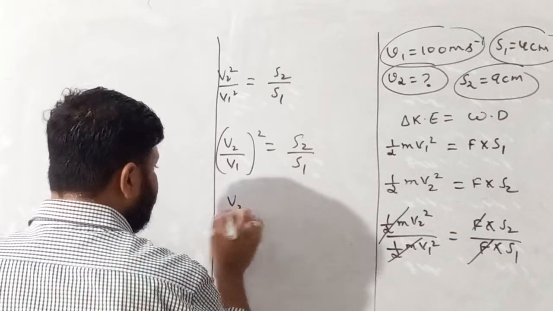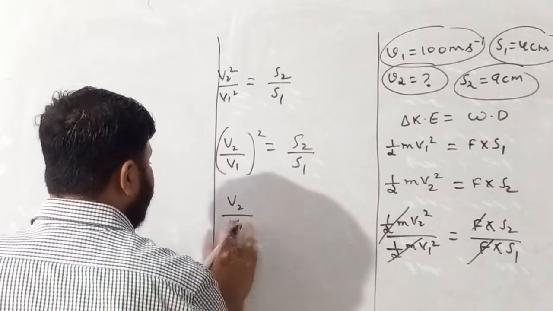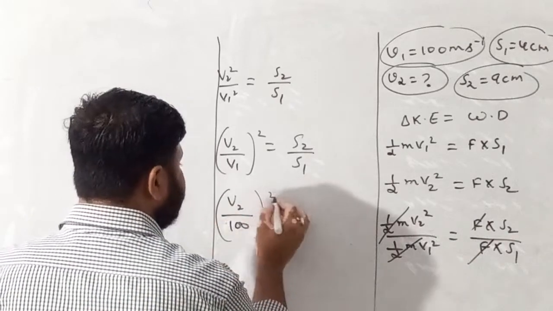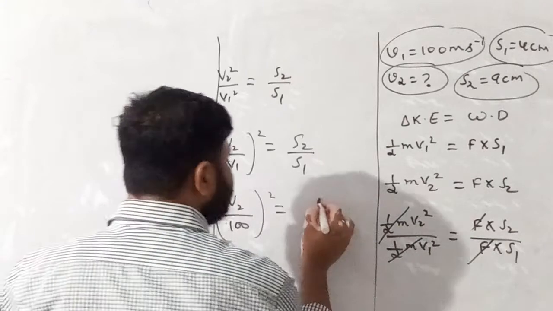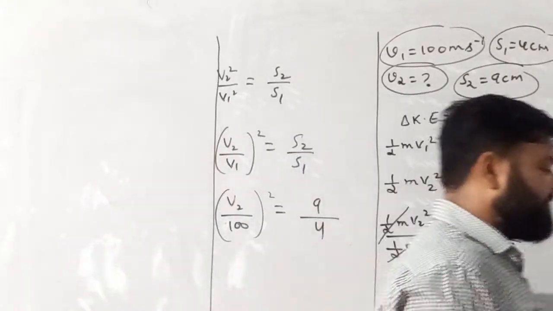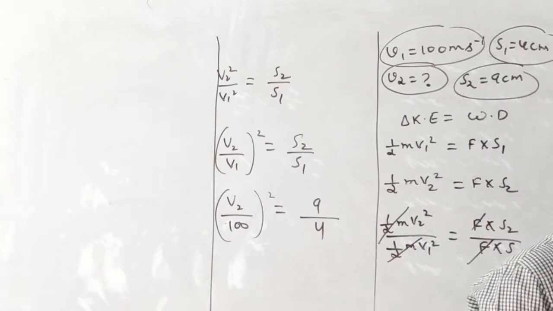So V2 by V1, the value of V1 is given, the value of V1 is 100, and its square equals S2 by S1, where S2 is 9 and S1 is also given, 4. After solving this, you'll get the value of V1 as well, my dear student. So please try to solve this equation.